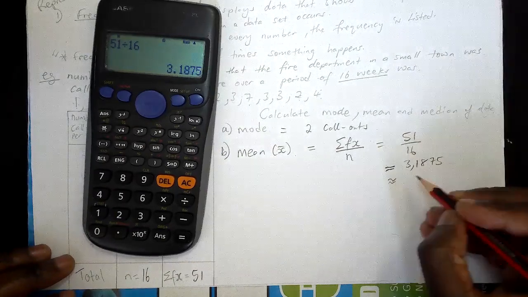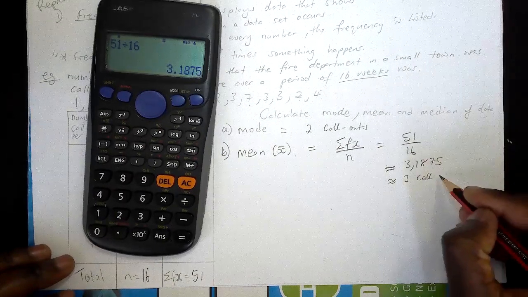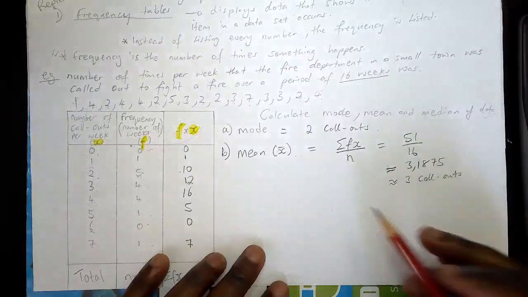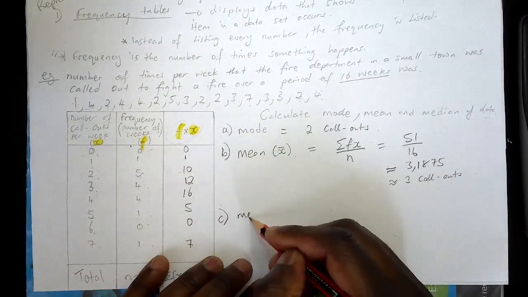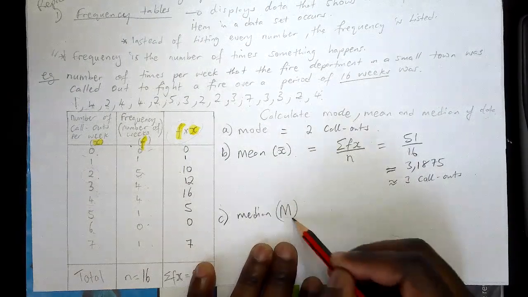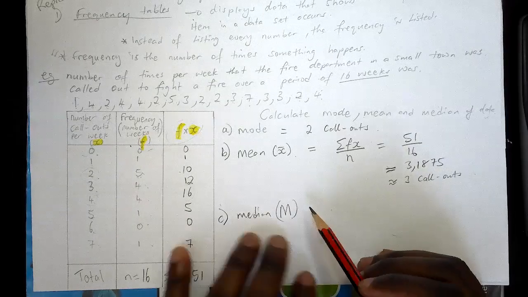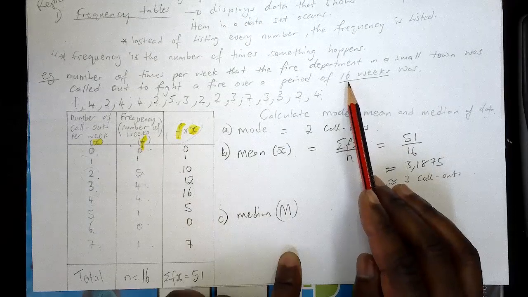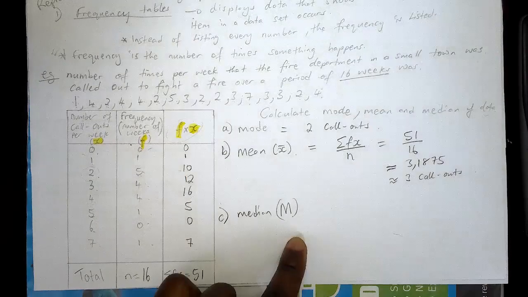So it's approximately 3 call outs. That's our mean. Now let's move on to our median. Median is our middle number, median call out. So we check here, what are we going to do now? We know how many weeks it is: it's 16 weeks.